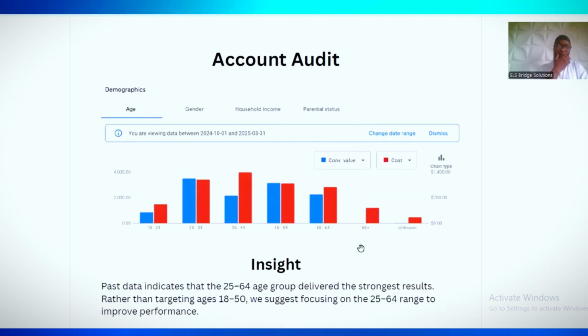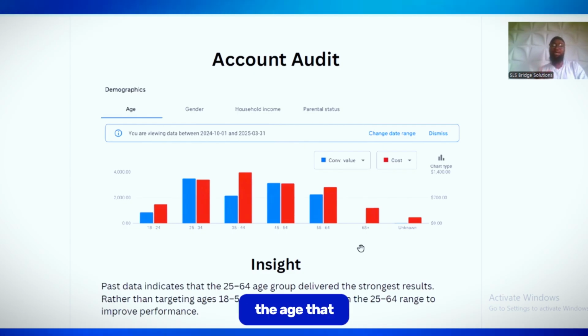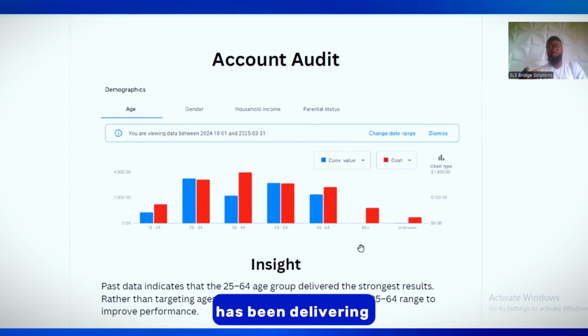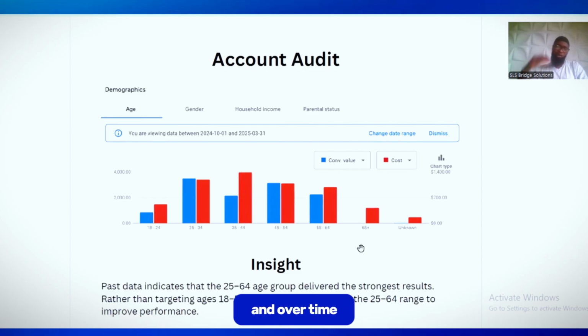And also from the account audit, we were able to use past data to indicate that the age that we are supposed to be targeting, based on what has been effective in their previous campaign, is age 25 to 64, and this has been the age range that has been delivering the strongest result, and that's why we keep to that age range. Rather than targeting ages 18 to 50, we focus on the 25 to 64 age range to improve the performance. And over time, when we start making better improvements on the campaign, we can also start optimizing and making better judgments overall.